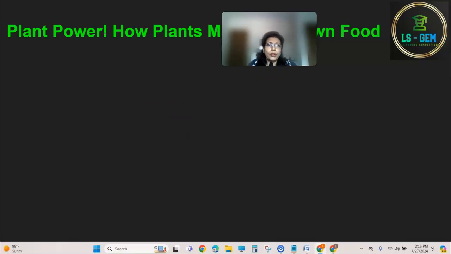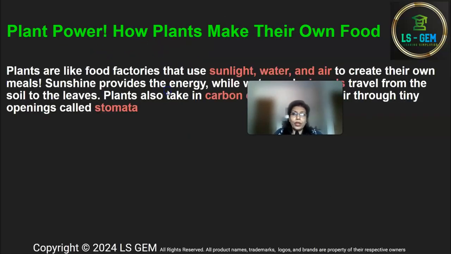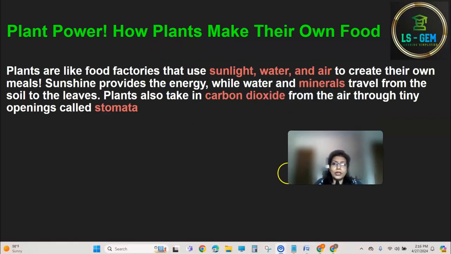Now, we will learn how plants make their own food. So what happens during photosynthesis? Actually, plants are like food factories that use sunlight, water and air to create their own meals.